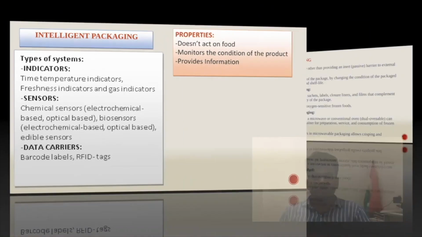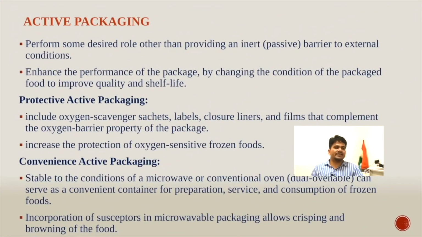The properties are that it does not act on food, monitors the condition of the product, and provides information as well. Active packaging performs some desired role other than providing an inert barrier to external conditions, and enhances the performance of the package by changing the condition of the packaged food to improve quality and shelf life. Protective active packaging includes oxygen scavenger sachets, labels, closure liners, and films that complement the oxygen barrier property of the package, increasing the protection of oxygen sensitive frozen foods.